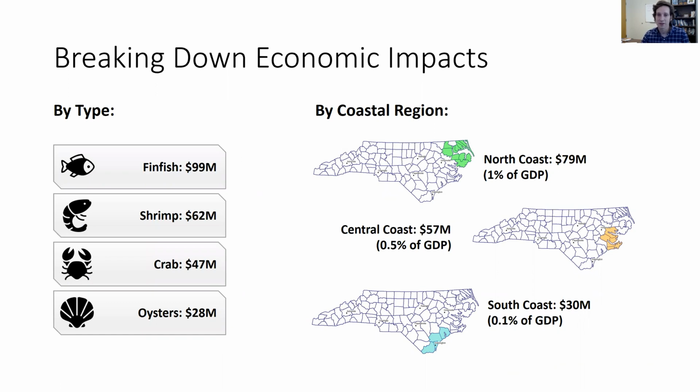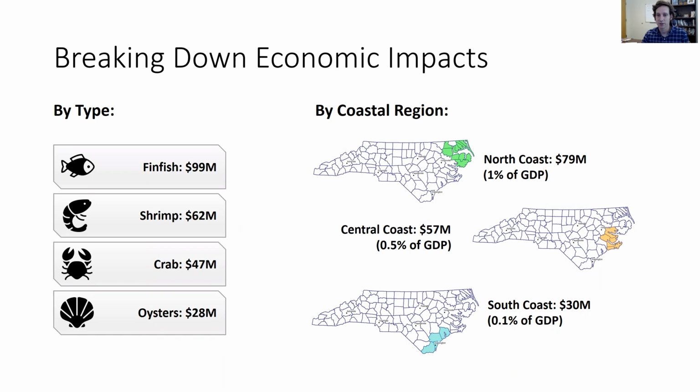Finfish like flounder and snapper provide the largest impacts at almost $100 million. Shrimp and crab together have an impact of just over $100 million, and wild-caught oysters contribute about $28 million to the state's economy. Note that these numbers do not include aquaculture. This is strictly wild-caught.